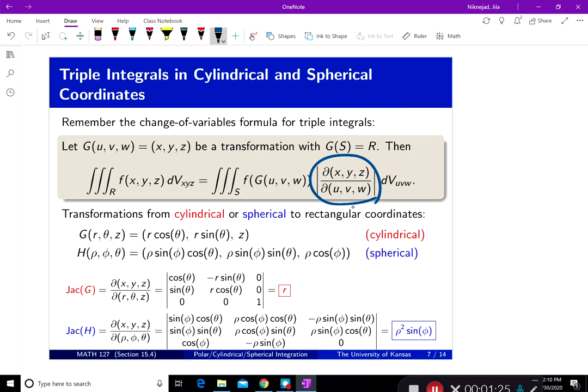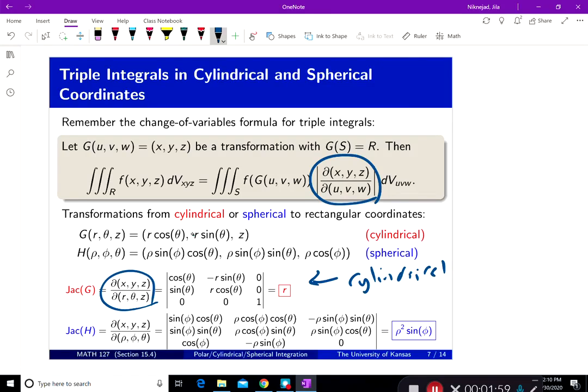And usually finding that Jacobian for cylindrical is not very complicated, but still time consuming. For spherical, it's very calculation intensive, so you don't want to compute it every time. You want to memorize this. And so when you compute the Jacobian, this one is for cylindrical.